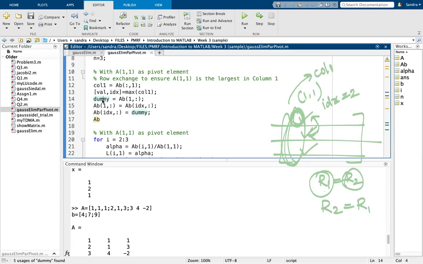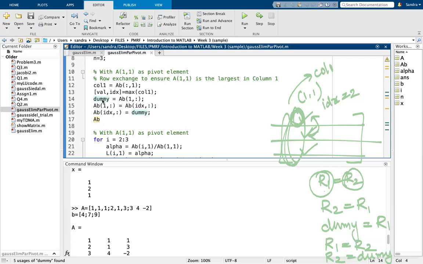So now I use a dummy variable. Before exchanging, I first write dummy is equal to R1. Now the value of R1 is stored here. Then I write R1 is equal to R2. Now I can write R2 is equal to dummy. Did the exchange happen properly?